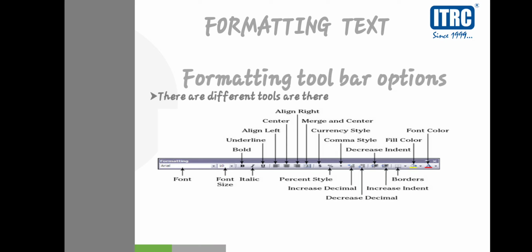Formatting toolbar options. There are different toolbars in the formatting text. These include font size, italic, bold, underline, and alignments. Right, left, justify, and center alignment. And fill color and font color are also there. And decimal numbers, increase and decrease, are also there.